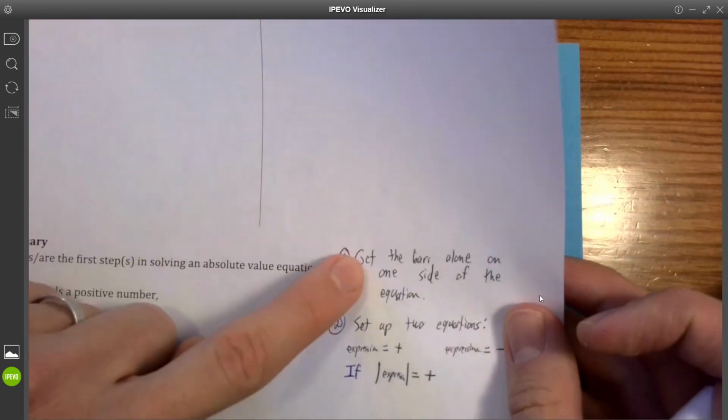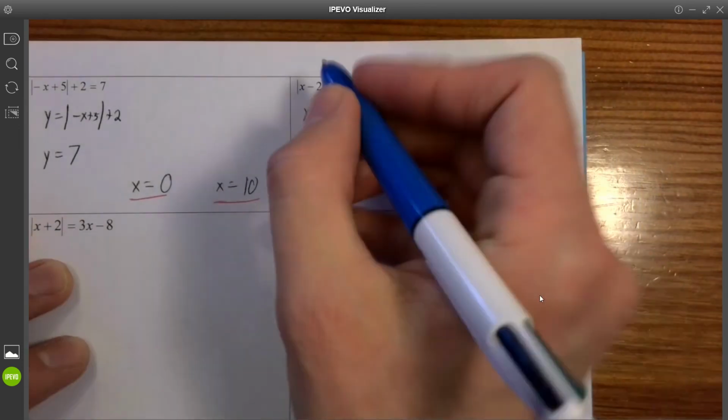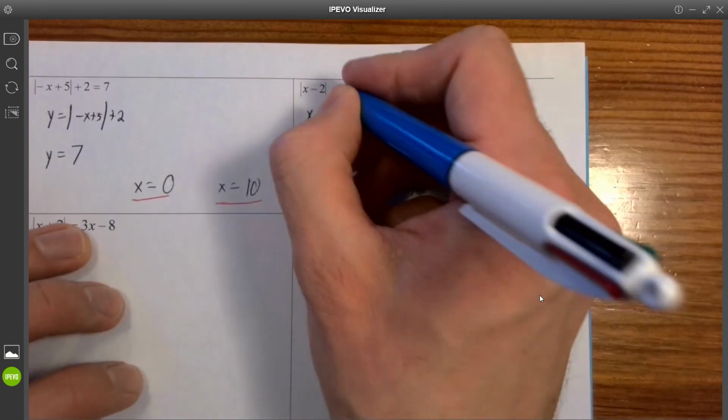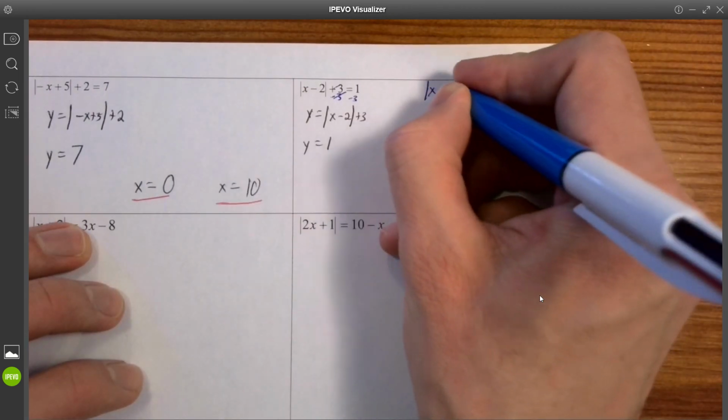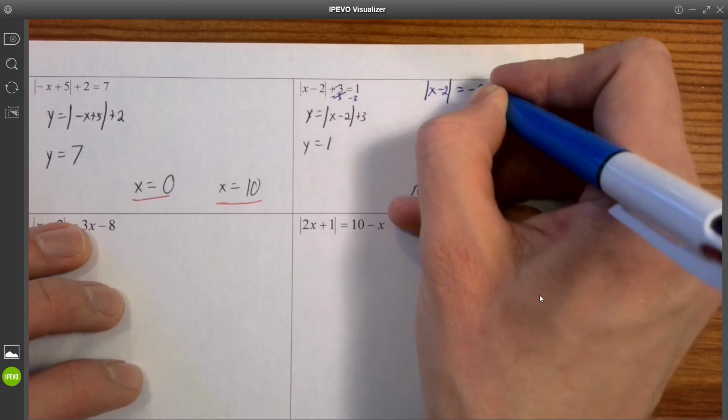So here are my steps. Get the bars alone on one side of the equation. Let's do it. So I'm going to bring it over here, and I'm going to just start by solving. Let's subtract 3 from both sides. Cancel those. Absolute value of x minus 2 equals negative 2.